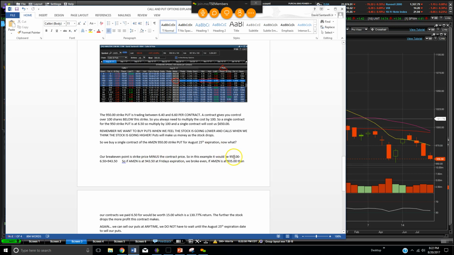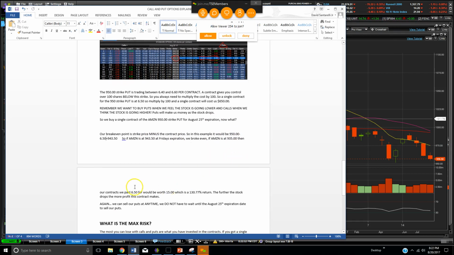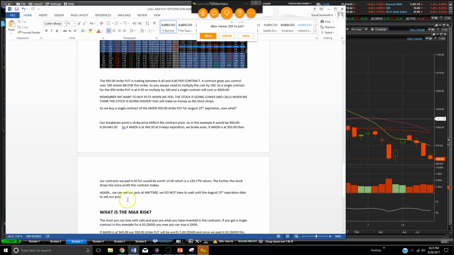If Amazon's at $935, then our contracts that we paid $6.50 for would be worth $15, which is a 130.77% return. The further the stock drops, the more profit this contract is worth. Again, we can sell our puts at any time. We don't have to wait until August 25th expiration date to sell our puts or our calls.